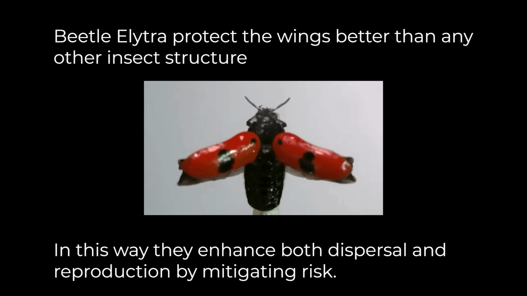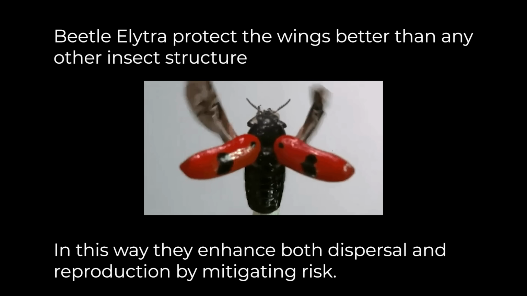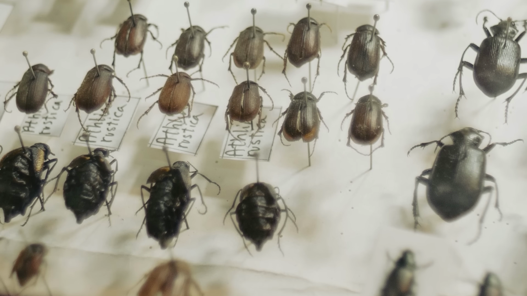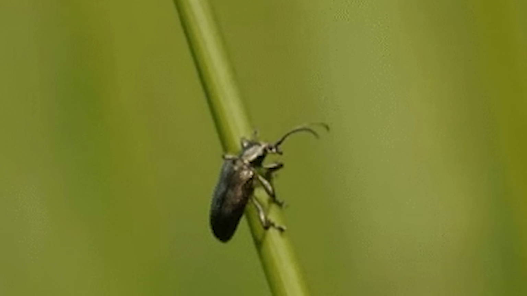Essentially, it takes the two most important reasons flight exists for insects, which are dispersal and reproduction, and maximizes efficiency while minimizing risk, which is likely how beetles became the most species-rich group on the planet. They invest in protecting the insect's most dominant trait, flight.